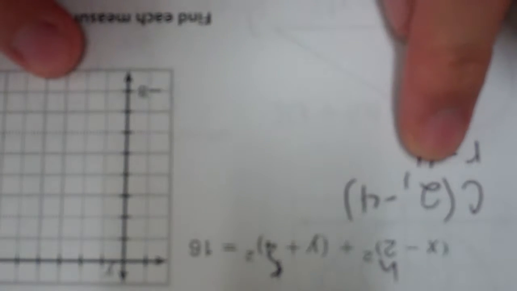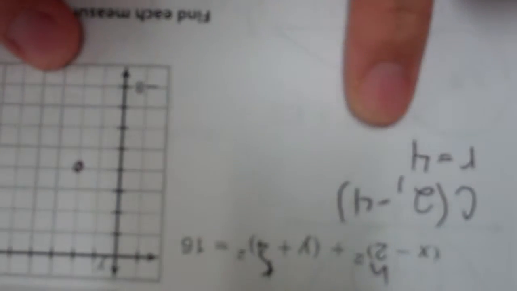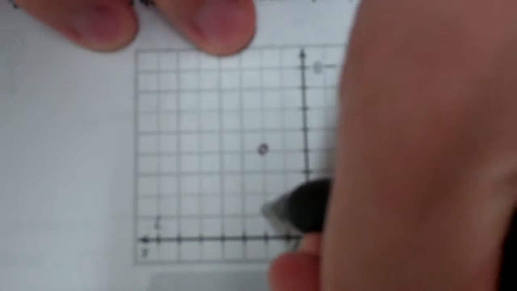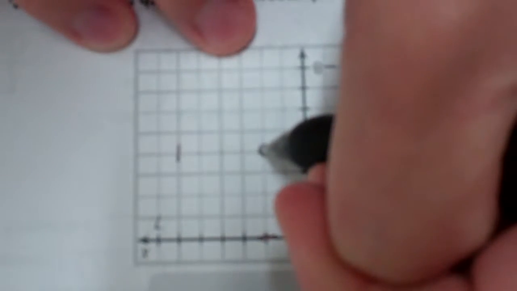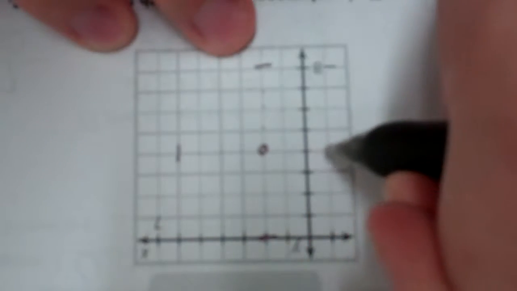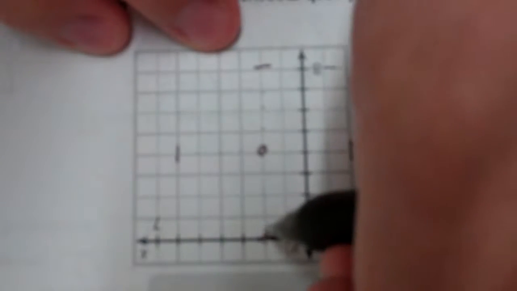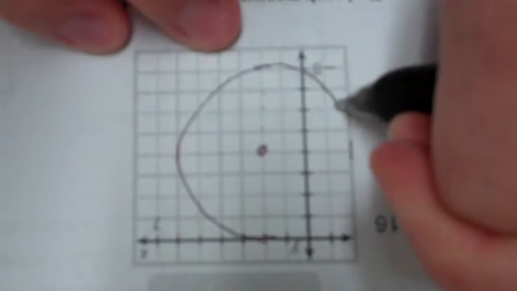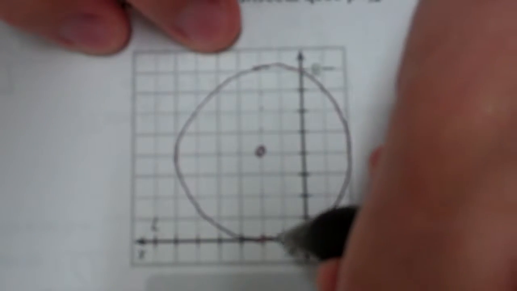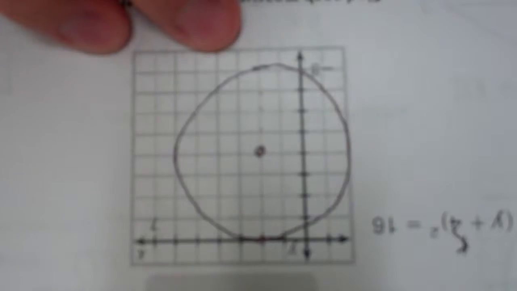So the center's at 2, -4, so I'm going to go over here, 1, 2, down 4, 1, 2, 3, 4, put my dot. And then the radius is going to be 4. So from here, I'm going to go 4 all the way around. 1, 2, 3, 4 from the center. After that, I'm going to connect all my lines. And there's my circle. Very pretty, I know.